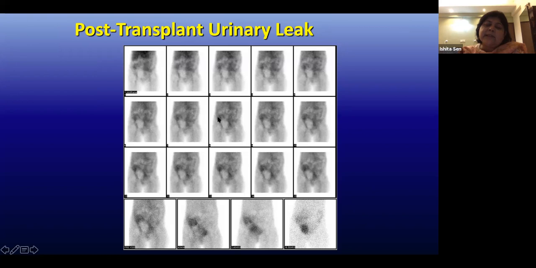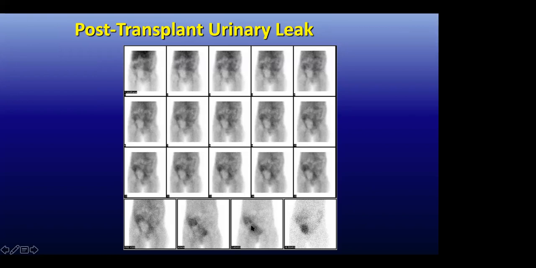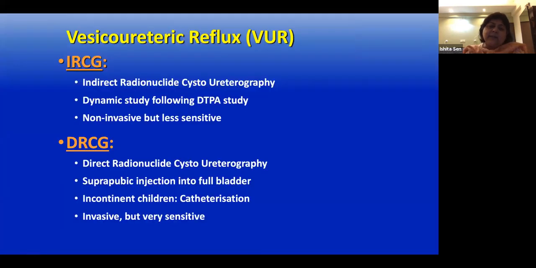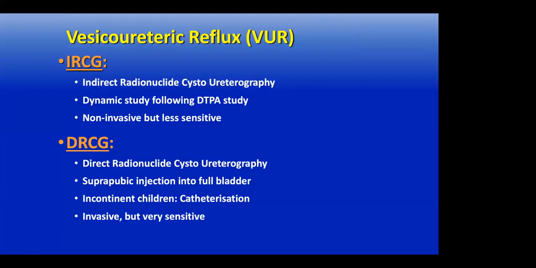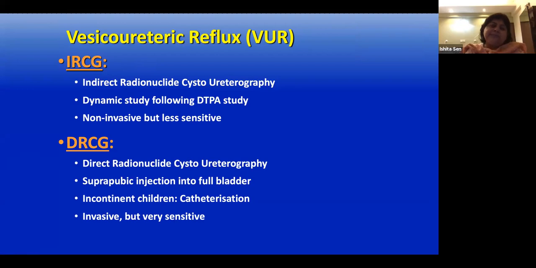So this is basically a collection where the DTPA is slowly filling up. So this is a leak from the site of the neocystostomy. Now, to look for reflux, there are two studies.